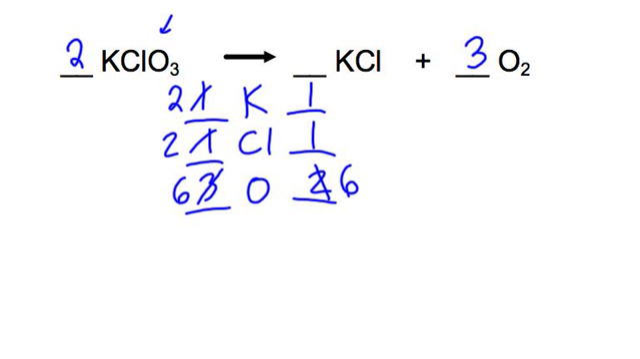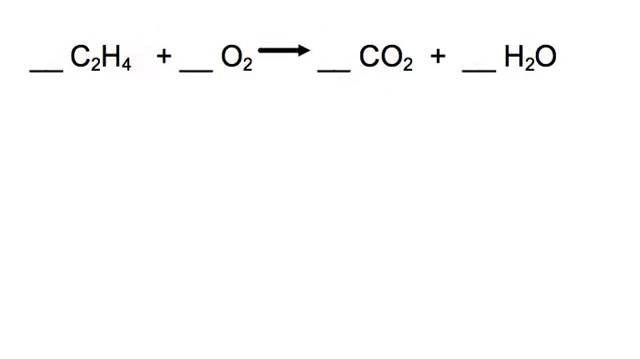But I also have to fix my K's, so if I put a 2 in front of the KCl, 2 times 1 K, I get 2 of those. So again, if you add them all up, all the atoms are balanced as a result. So that's sort of the trick. Now, sometimes you have to be careful.